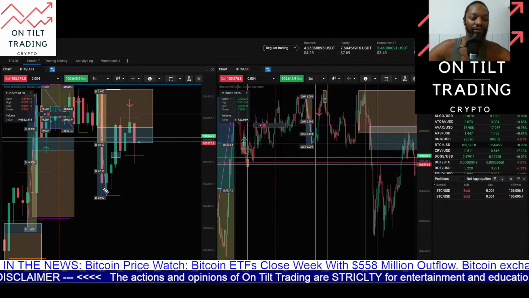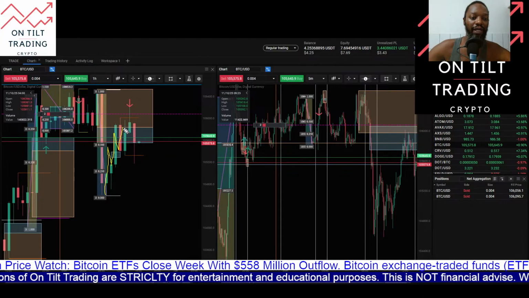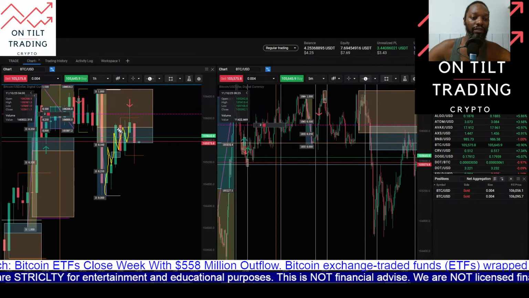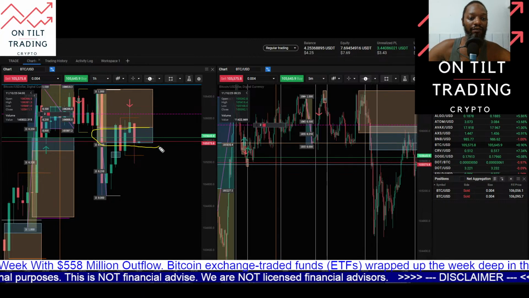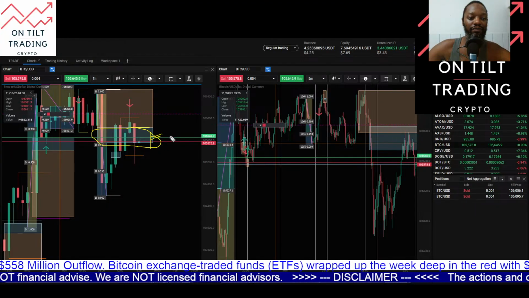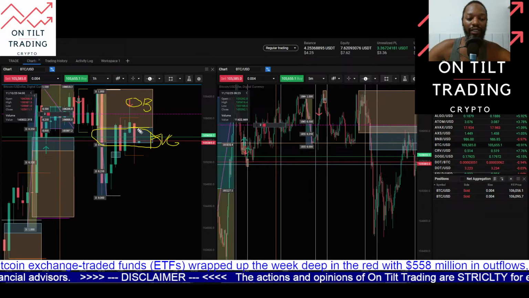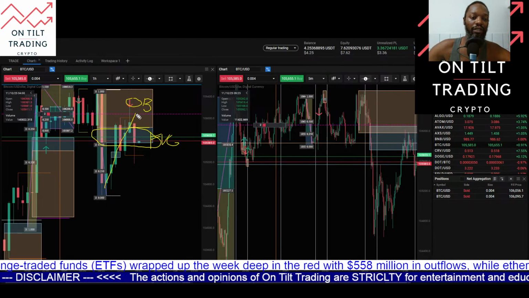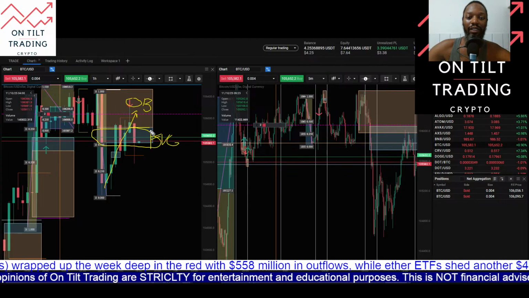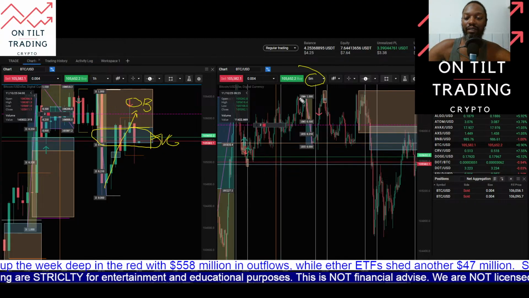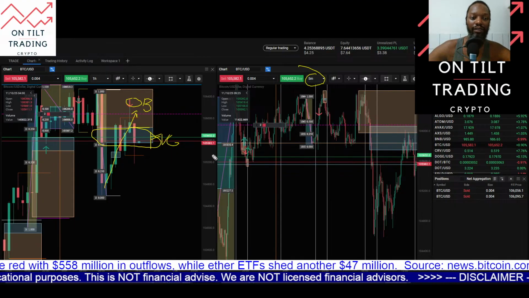Price made this delivery, and then you can see price began to redeliver to the buy side here. And you can see, or maybe you can't see, but there is a fair value gap here, a bearish fair value gap, and a bearish order block right here. So I'm looking for retracement into the fair value gap order block area, and then I want to look to the 5 minute to check for fair value gaps and order blocks in that way.